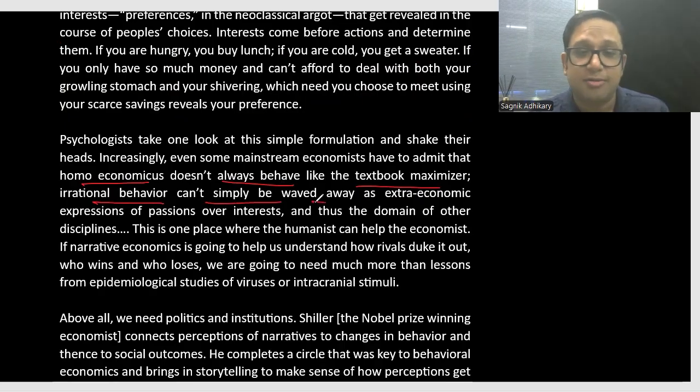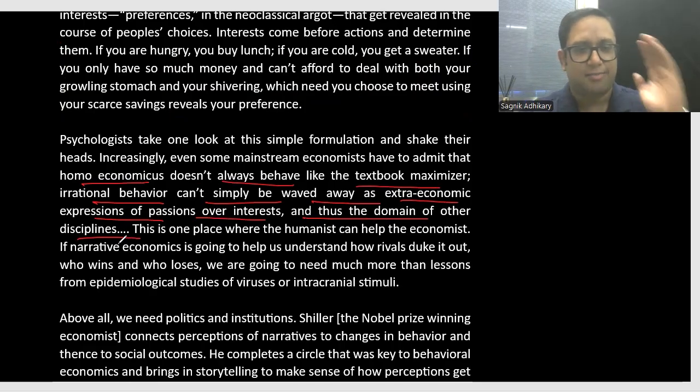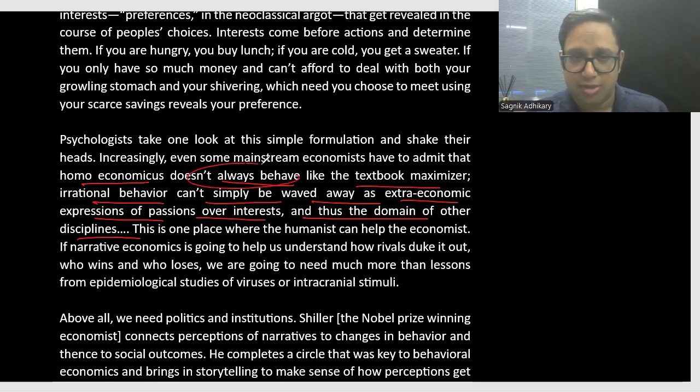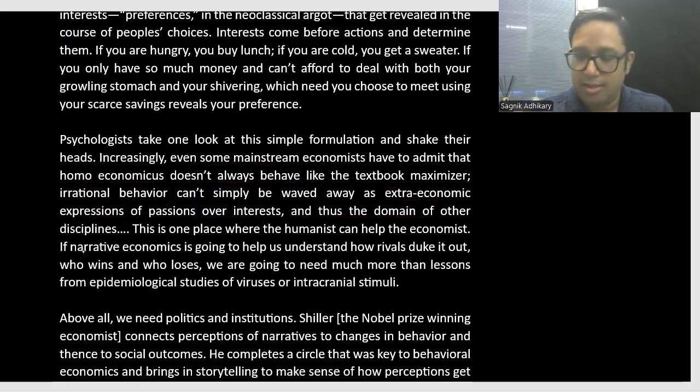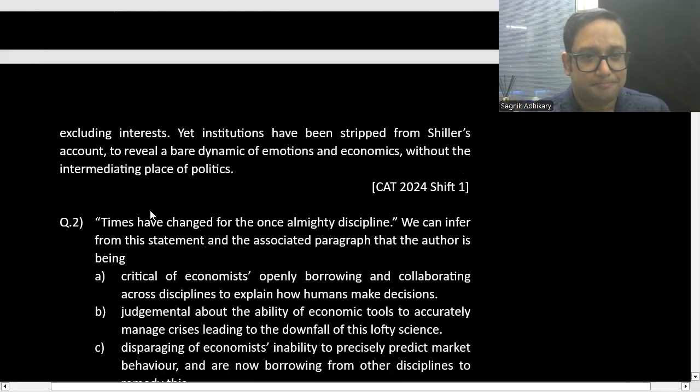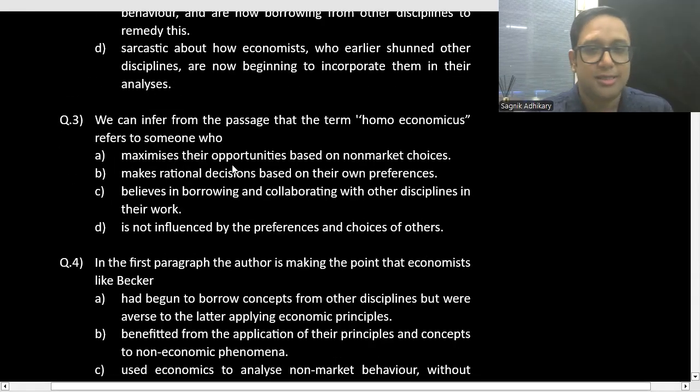Irrational behavior can't simply be waved away as extra economic expression of passions over interests, and thus the domain of other disciplines, which means that Homo economicus is a person who is generally, not always, that's what this reference says, but generally known to be a maximizer of their interests, one who has rational behavior which is aimed at maximizing the fulfillment of their interests. Let us look at the questions, or rather the options.